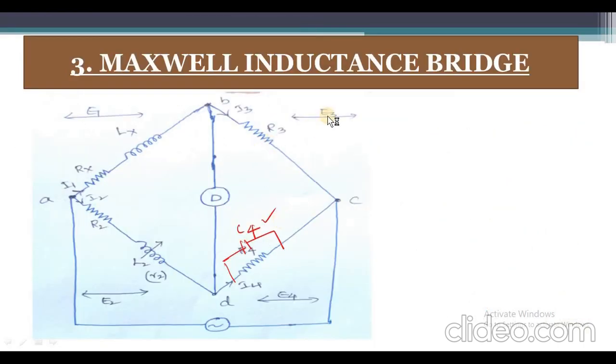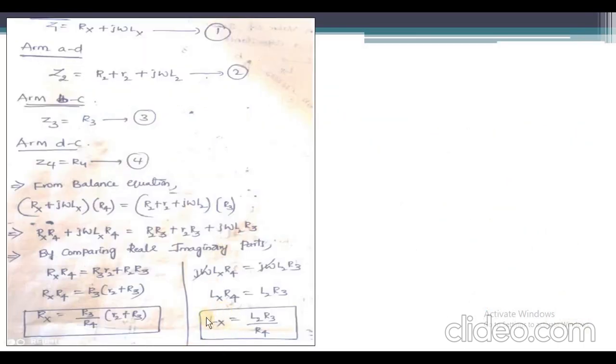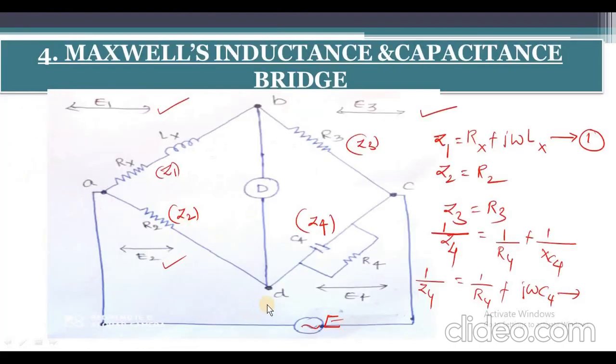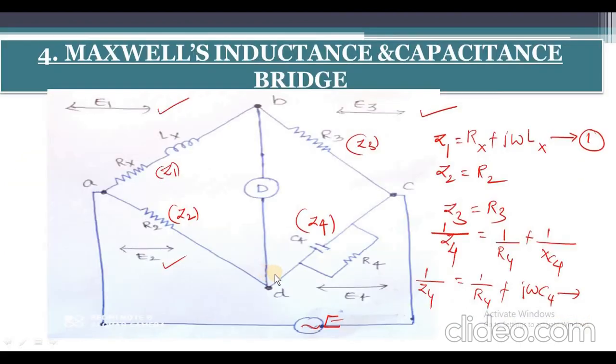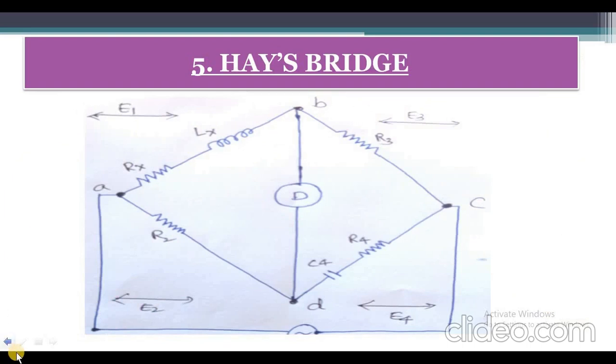So whereas in case of a Maxwell inductance bridge, we can obtain the unknown inductance with the help of known inductance. Fine. It is a small difference between the Maxwell inductance bridge and Maxwell's inductance and capacitance bridge. Fine guys. So next one, Hayes bridge. It is also very simple.